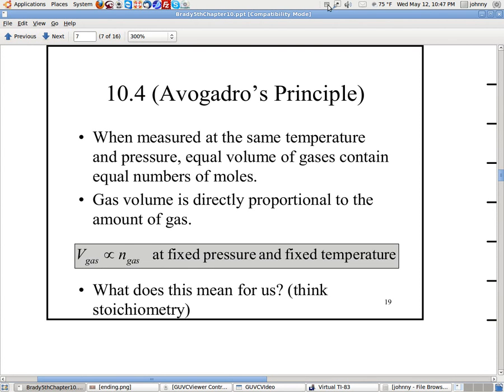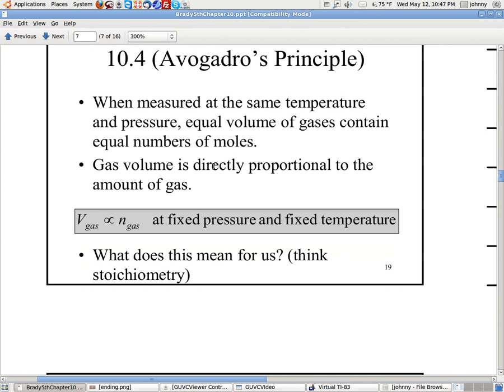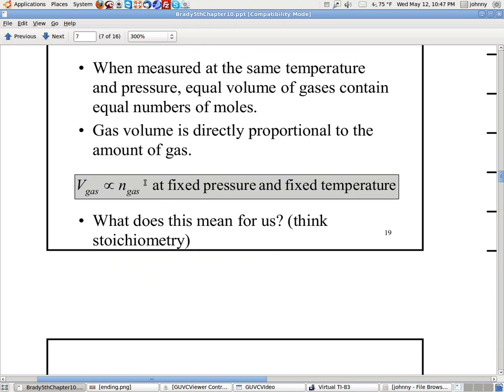On this problem that we're going to be looking at, we need to go over Avogadro's principle. This is out of section 10.4, unit 4, chapter 10 of course. And here they just mentioned that when measured at the same temperature and pressure, equal volumes of gas contain equal numbers of moles. So the gas volume is directly proportional to the amount of gas, and that's what this symbol means, directly proportional to, at a fixed pressure and a fixed temperature.